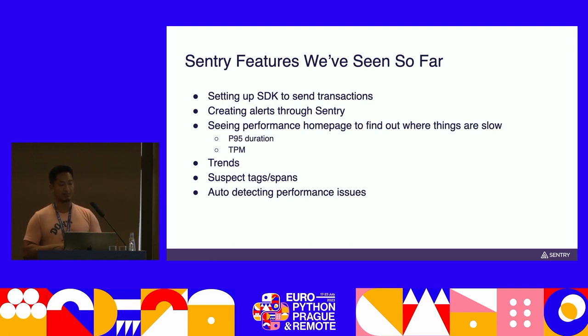And trends is something where we can highlight different transactions and when they're getting worse, so you can go into the ones that are regressing the most. We also have suspect tags and spans, which, if you're adding data, show you the most expensive operations during a particular endpoint. And one of the most interesting things is we're automating a lot of stuff for you. So we've got N plus one queries and those DB queries, but we're also looking at adding some kind of statistical analysis as well. That's going to be coming in the future, and it's going to be very interesting.